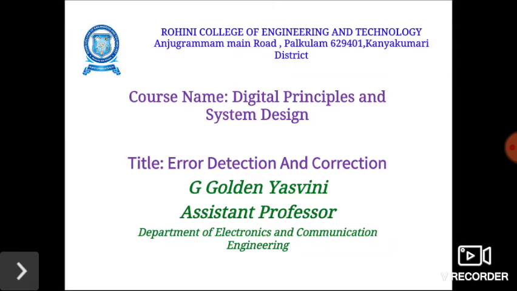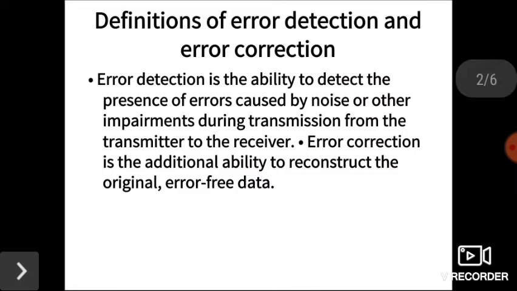I am here to present error detection and correction. So, the basic definitions of the terms. Error detection is the ability to detect the presence of errors caused by noise or other impairments during transmission from a transmitter to the receiver. Error correction is the additional ability to reconstruct the original error-free data.